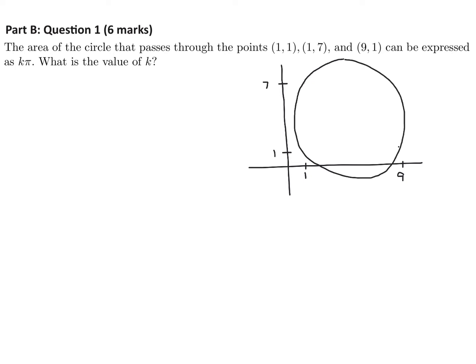Correct? So we have labeled these points. This is (1, 1) approximately right here, (1, 7) and (9, 1). So they're saying that this has a certain area, and we have to figure out that area.